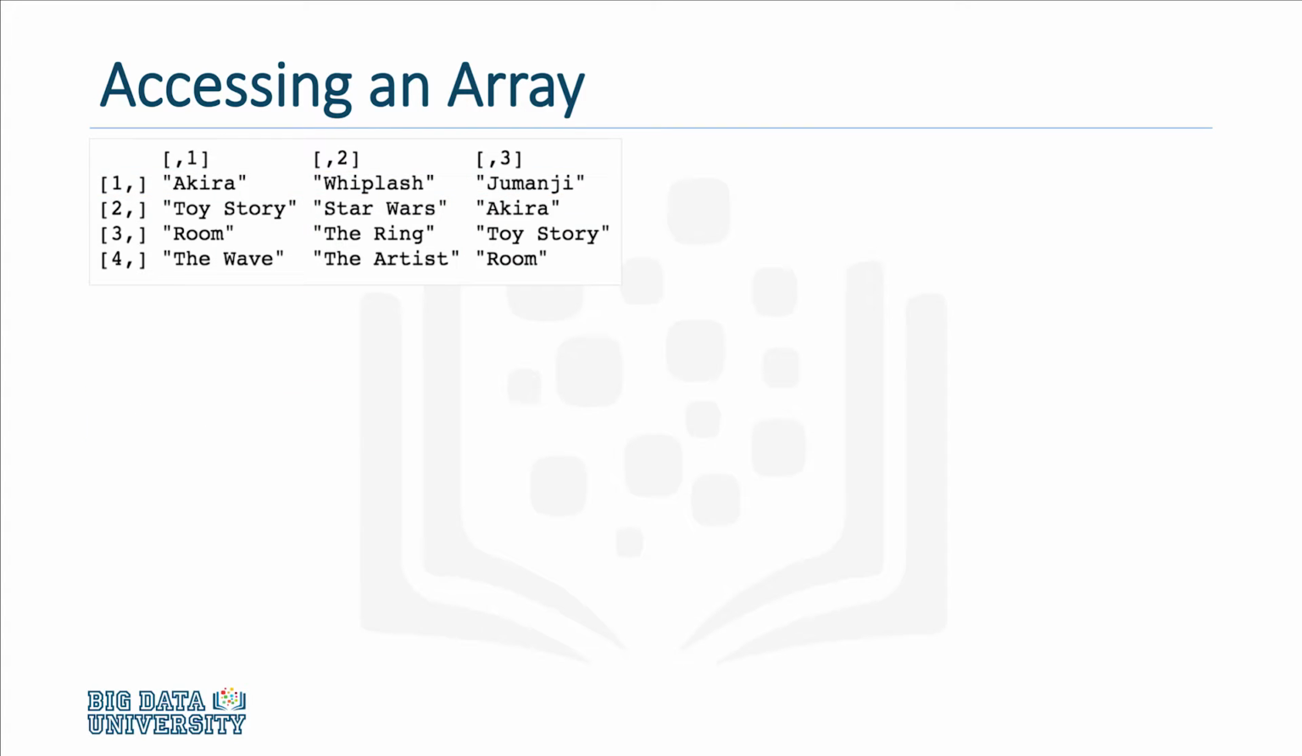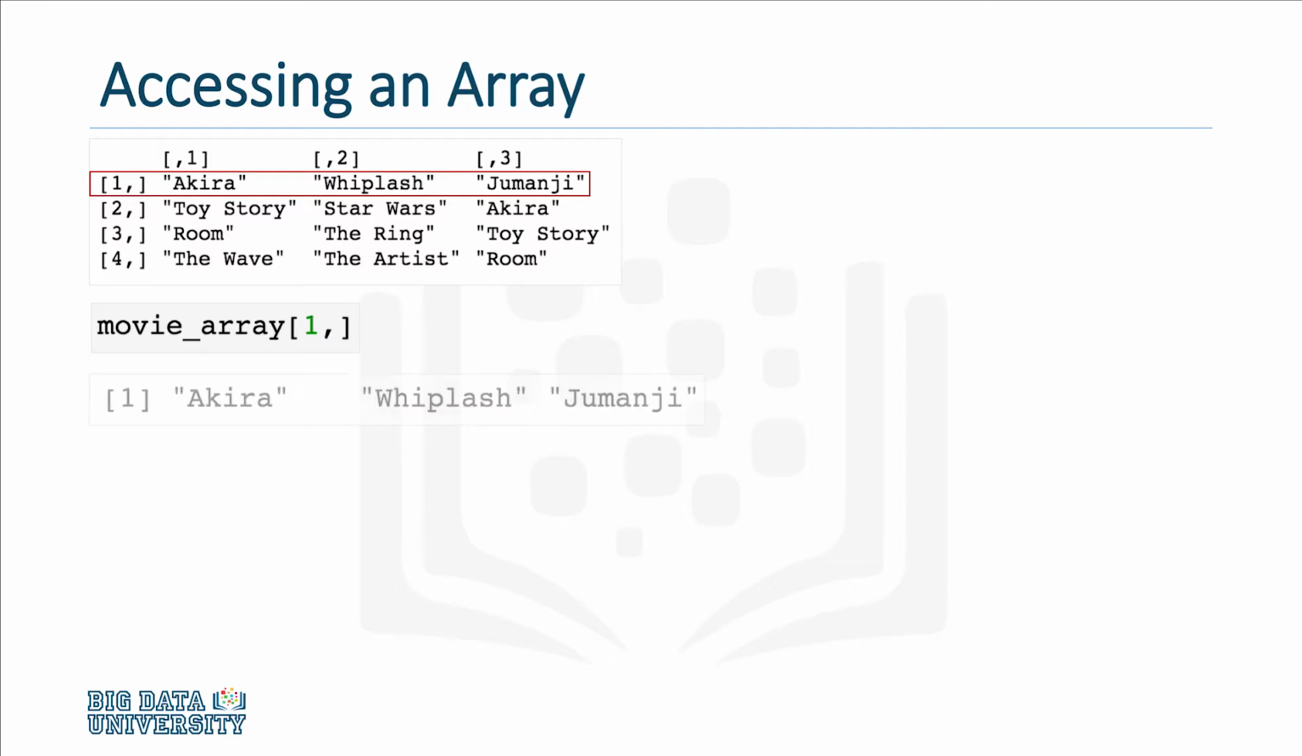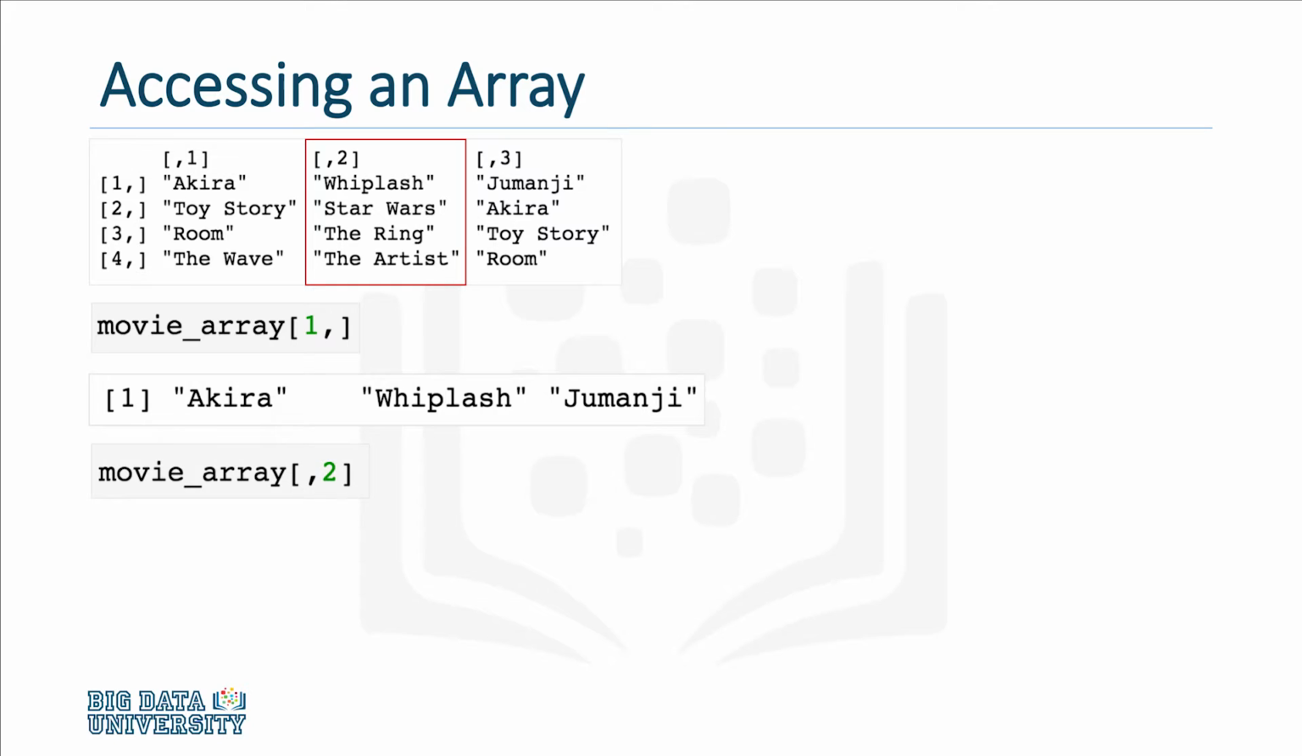We can also extract an entire row from the matrix. To do so, simply type the row you want in the square brackets, but leave the column empty. As you can see, the output is the entire first row. The same can be done for the columns. Leave the row empty and type the column you want to extract. In this case, we've extracted column 2 of the array.